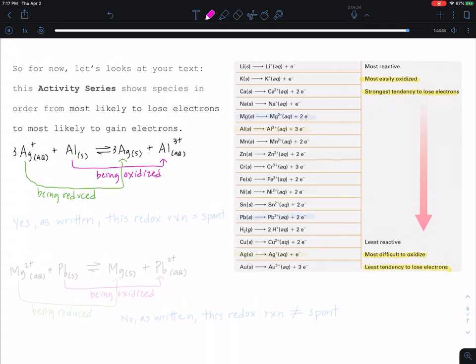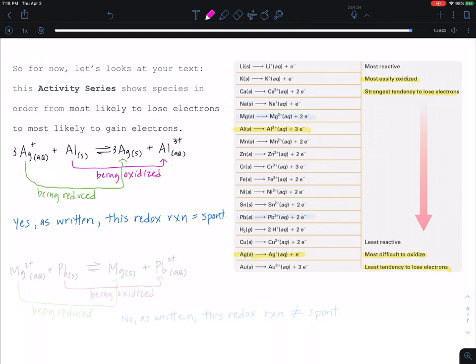So really what you want to focus on in this chart, because we're looking at oxidation potential, right? We want to see, is aluminum solid more likely to lose electrons than solid silver? And I see that the aluminum is more likely to be oxidized. It's higher up on the chart, over here, than the silver is. So that leads me to believe that, yes, as written, meaning if I had written this in the reverse direction the answer would be no, this redox reaction is spontaneous.